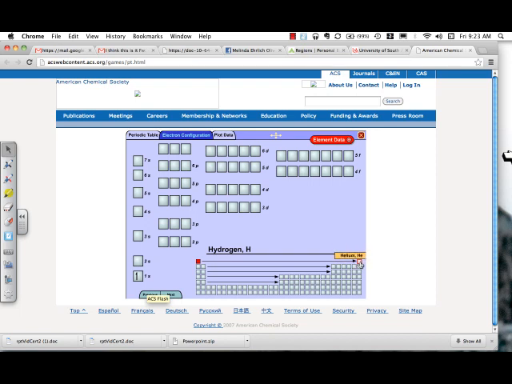Helium has 2 electrons. Now notice both of these are on the first row of the periodic table, so they only occupy the first shell of the periodic table. So when I click on helium, it has 2 electrons, so I say, okay, got to start down here at the bottom, so 1, 2.